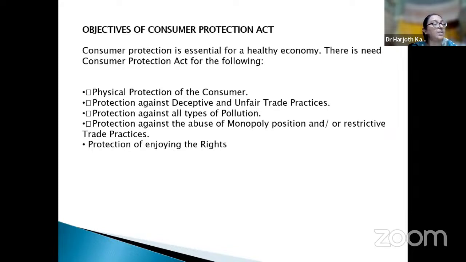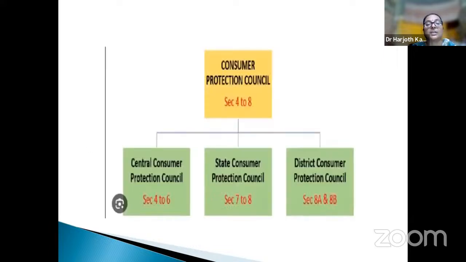So these are the main objectives of the Consumer Protection Act: physical protection of the consumer, protection against deceptive and unfair trade practices, protection against all types of pollution, air, water, and all these things, protection against the abuse of monopoly position and restrictive trade practices, and protection of enjoying all the rights. Okay. So these are the objectives of the Consumer Protection Act.